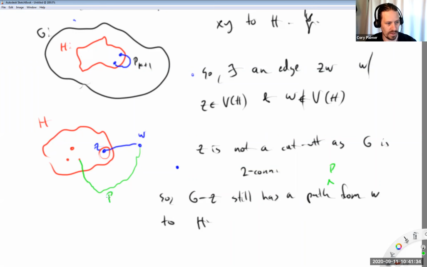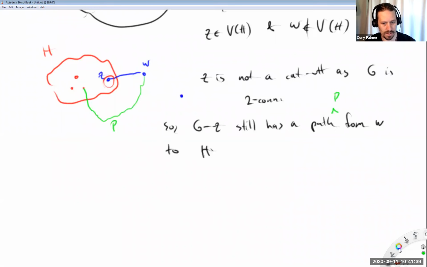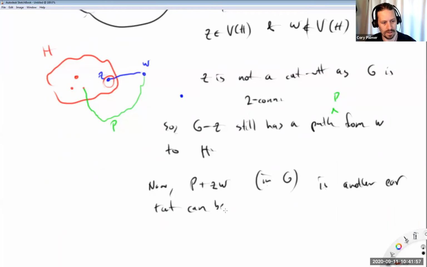Right, this is P here. But now what do you guys see in this picture? P plus the edge ZW in the graph G is another ear that can be added to H, right? I mean, just look at the drawing here. W is outside, and we have a path from Z to W, and then from W to some other vertex in here, okay?